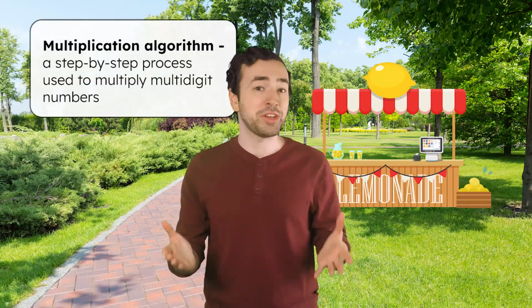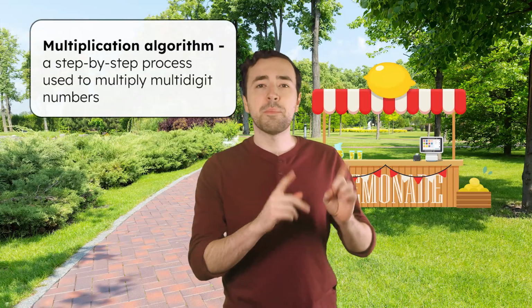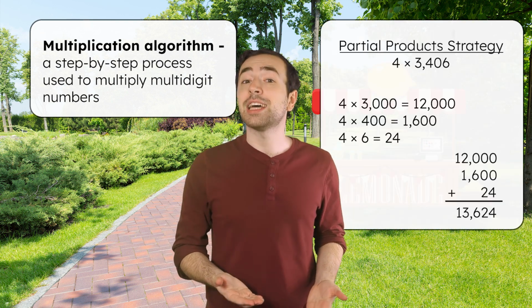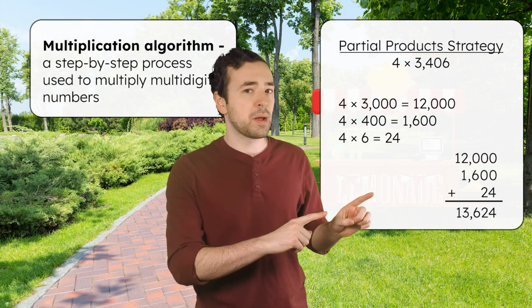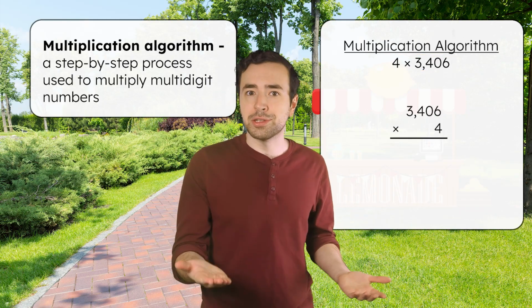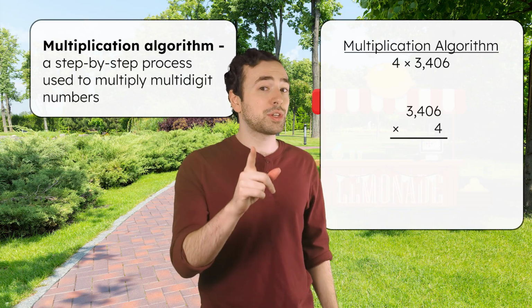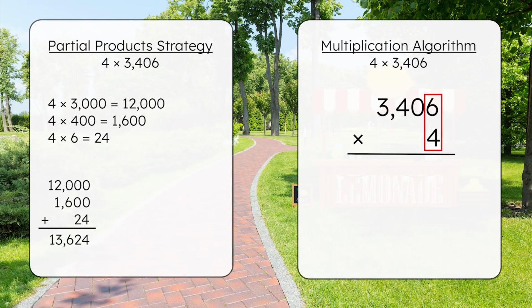All right, I've got one last strategy for you. The multiplication algorithm. Notice how it compares to the partial product strategy as we solve 4 times 3,406 again. We'll line up the numbers by place value, like the addition and subtraction algorithms, and we'll start in the ones place. 4 times 6 equals 24. Since we can only record 1 digit in each place, we record the 4 ones in the ones place and regroup the 2 tens, just like how we regroup with the addition algorithm.